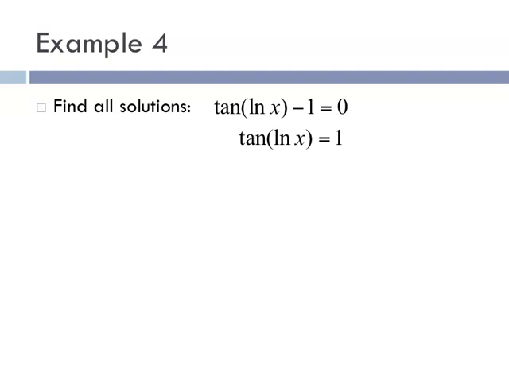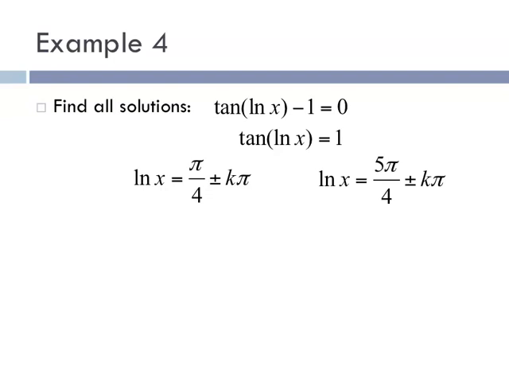Now let's think about what value has to go inside of the tangent function in order for it to equal 1. Well, it's a positive 1. So first we know that the reference angle we're using is going to be pi over 4. We also know that tangent is positive in quadrant 1 and in quadrant 3. So whatever's inside of the tangent function, which in this case is ln of x, has to equal pi over 4 plus or minus k pi, because it's all solutions, and ln of x is equal to 5 pi over 4 plus or minus k times pi.